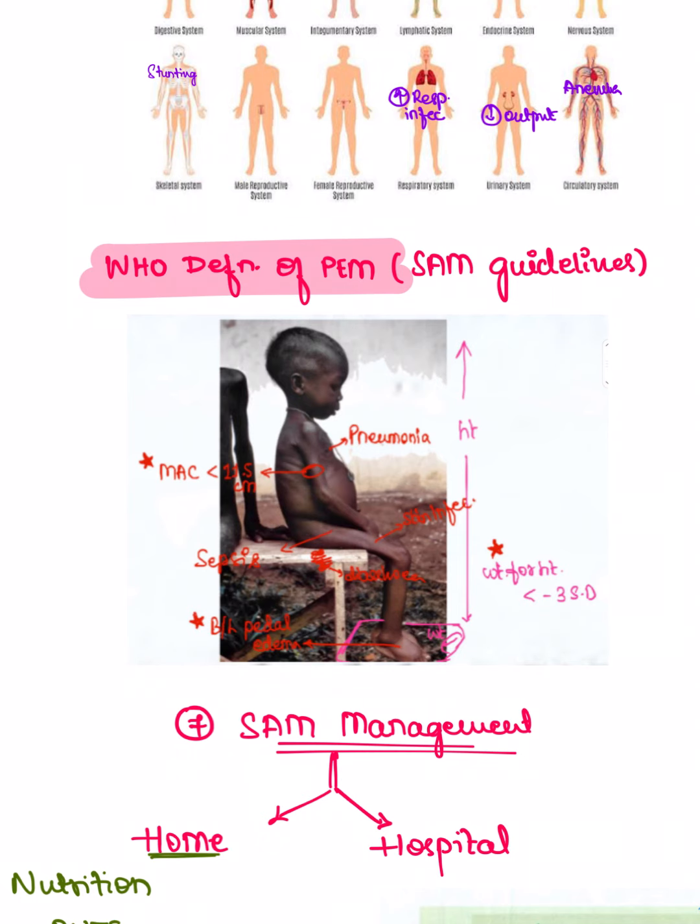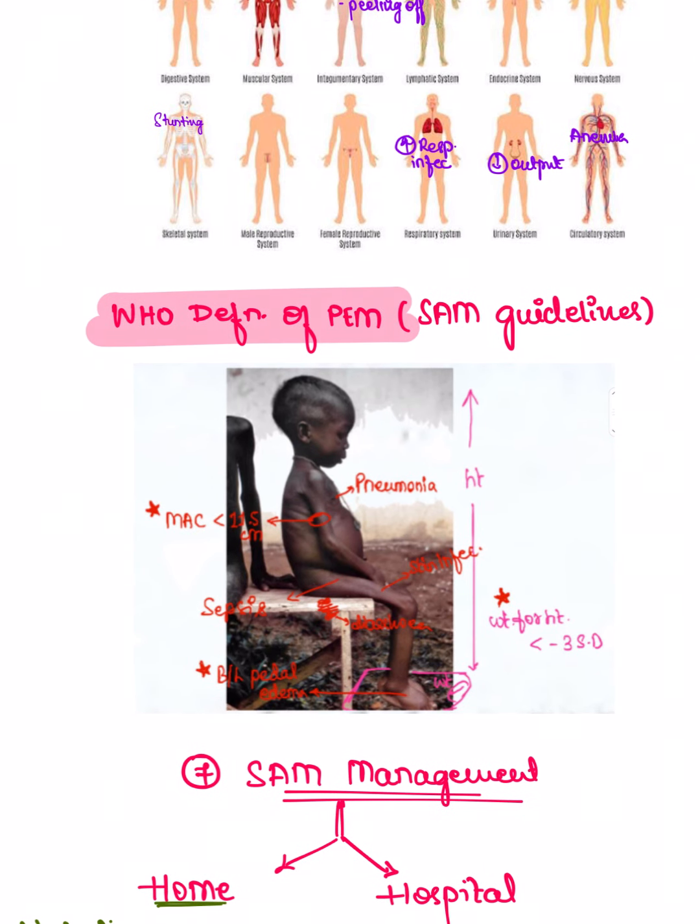Coming to the WHO definition of protein energy malnutrition. According to the SAM guidelines, there are three most important criteria to diagnose protein energy malnutrition. The first is less than 3 standard deviations of weight for height. The second criterion is bilateral pedal edema, and the MAC, that is mid-arm circumference, of the child is less than 11.5 centimeter. Then the child is considered to be having protein energy malnutrition.